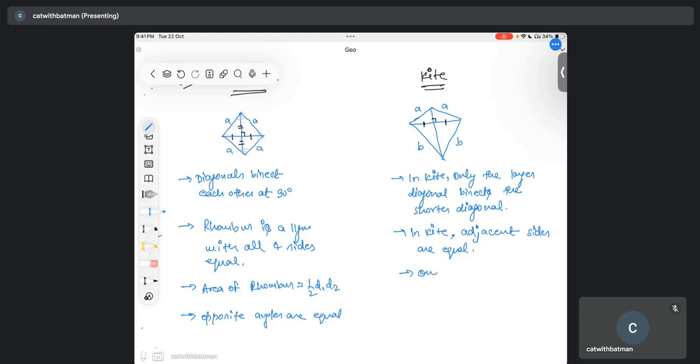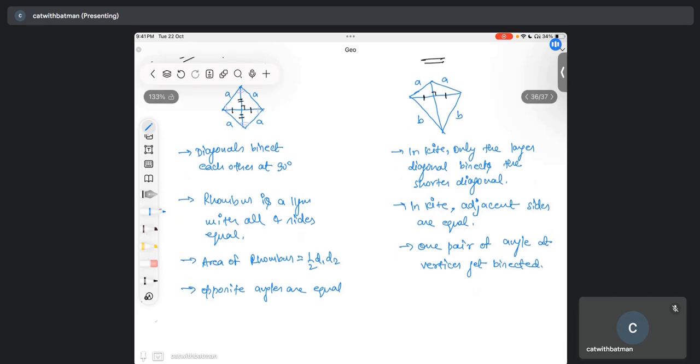Here, one pair of angles at vertices get bisected. This is also one point. So on the longer side, you can see this angle and this angle are bisected. I'll just make it a bit bold so that you can see. So these two are bisected.